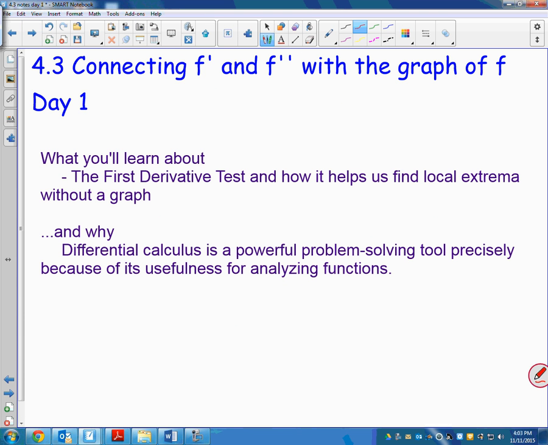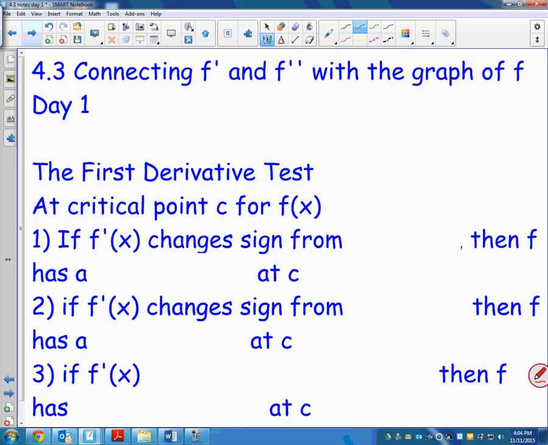Okay, first derivative test. I kind of feel like I've already ruined this for you because we've already done it. But the first derivative test is going to help us find local extrema points. And we're not going to need a graph anymore to find relative maxes and relative mins, like what we ended with earlier. It says differential calculus is a powerful problem-solving tool precisely because of its usefulness for analyzing functions. Especially think before they had graphing calculators, how useful this is. Really cool stuff.